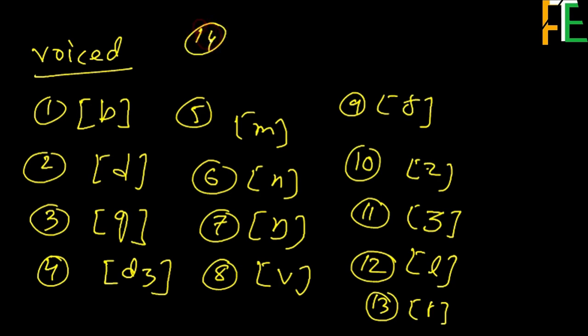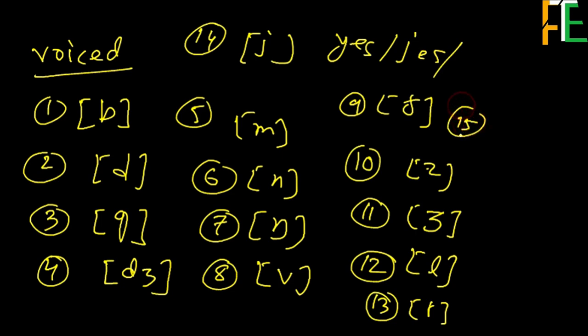And number 14 is ya, as in the word yes. You can feel the vibration. And number 15, the last voiced consonant speech sound, is wa. Okay, so these are voiced speech sounds, that is, consonants.